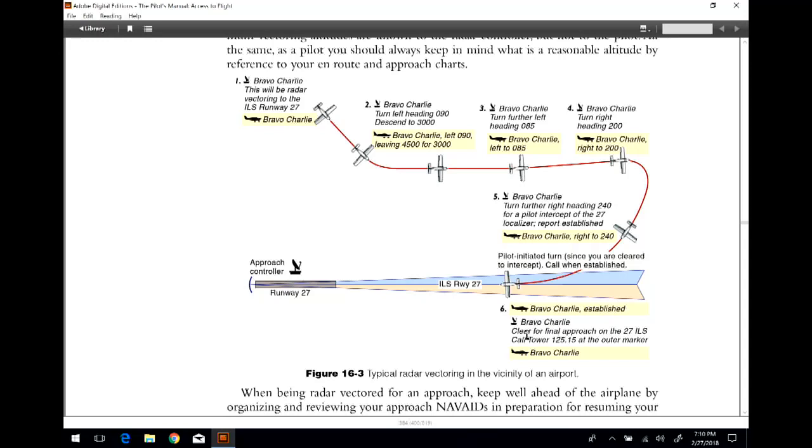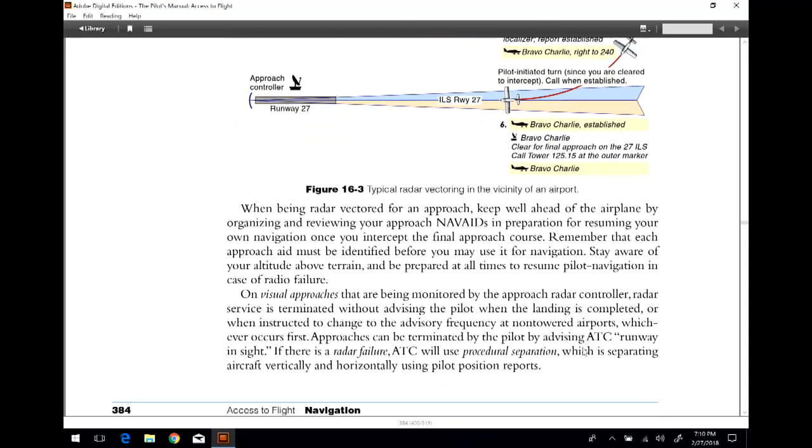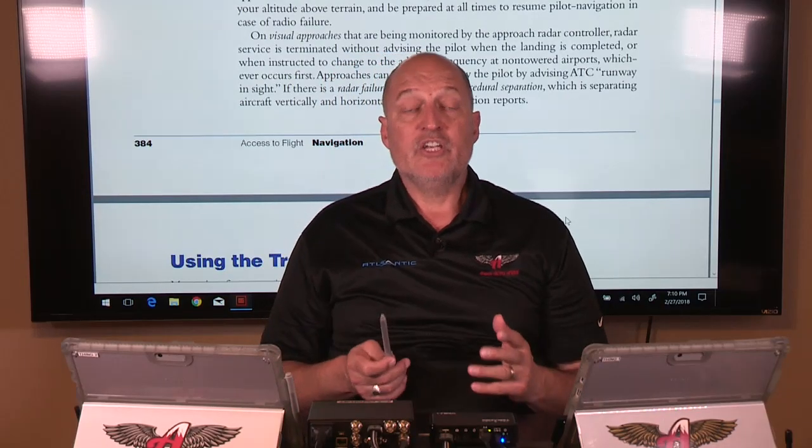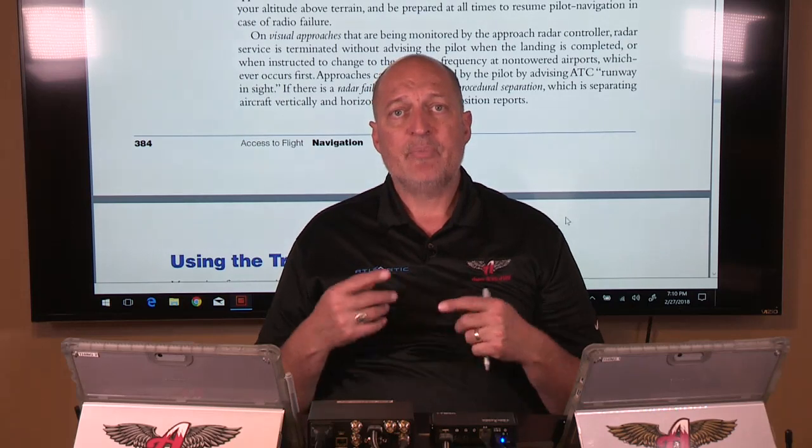Now they'll say, Bravo Charlie, cleared for the final approach, runway 27 ILS, contact tower at 125.15 at the outer marker. Cleared for the final approach on 27 ILS, we'll contact tower at 125.15 at the outer marker, 3 Bravo Charlie. That's how you do it. There are a couple of other things we'll bring up. The reason I'm saying this is because the communication part of this can happen pretty quickly.